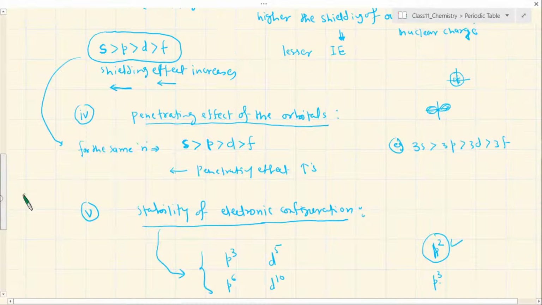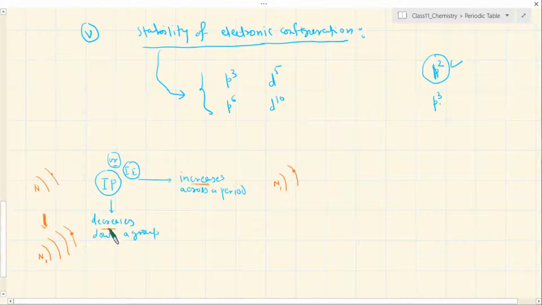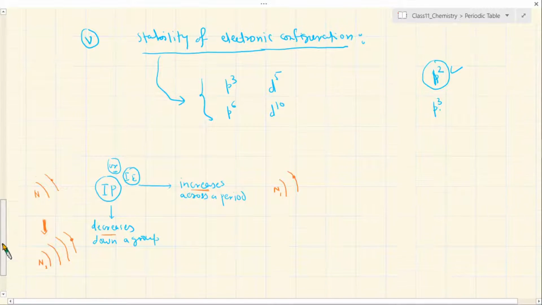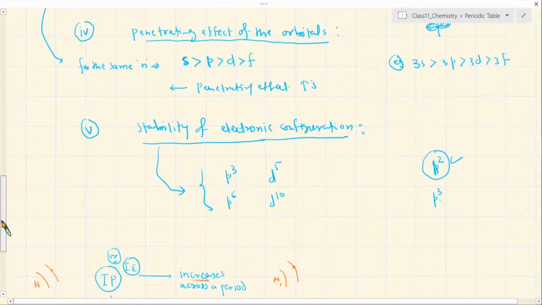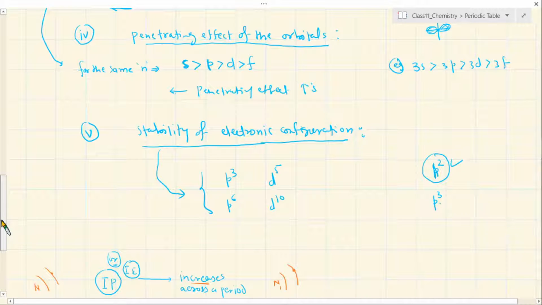This is one thing. I also spoke about the penetrating effect, how deep the orbital can go, or deep means how close it can be to the nucleus. That's what it means. So we know that the s orbital is closer than the p orbital, than the d orbital. So this is called the penetrating effect.